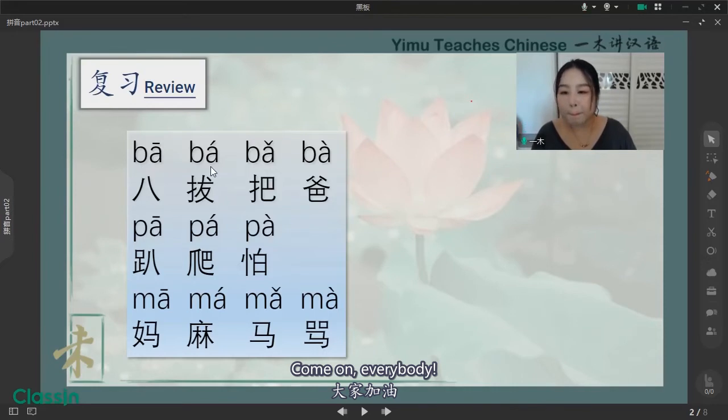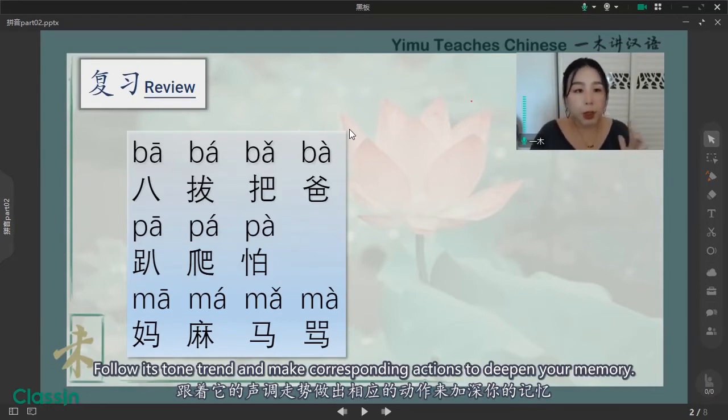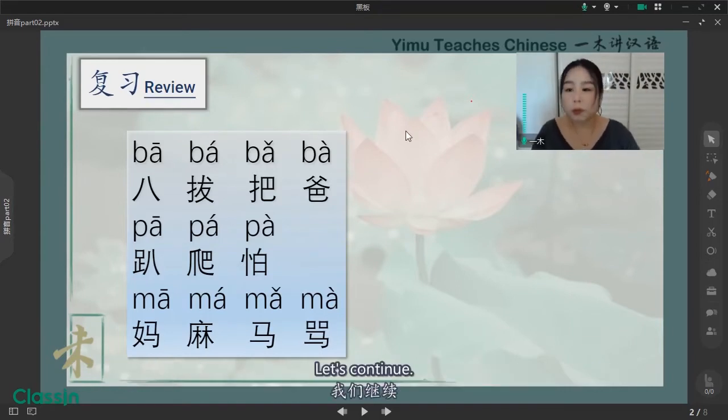Ba, ba, ba, ba. You can use your finger, follow its tone, and make corresponding action to deepen your memory. Let's continue. Pa, pa, pa. Next. Ma, ma, ma, ma.